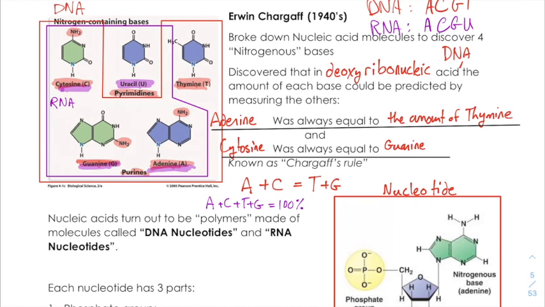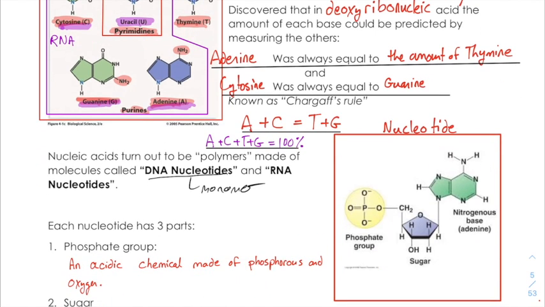He could take it further and say that if you added the amount of adenine to the amount of cytosine, that would be equal to the amount of thymine plus the amount of guanine. Or if you added all four together, you would find 100% of all the bases found in that DNA molecule. So nucleic acids turn out to be polymers, and the nucleotide that makes up this polymer, also known as a monomer, happens to be carrying one of these nitrogenous bases.